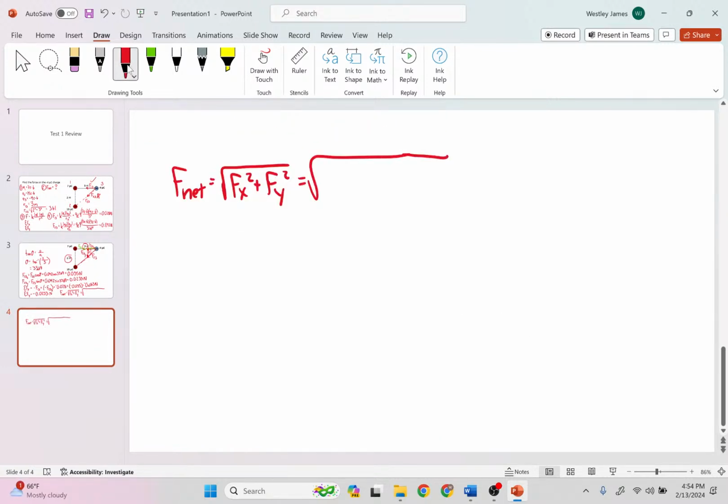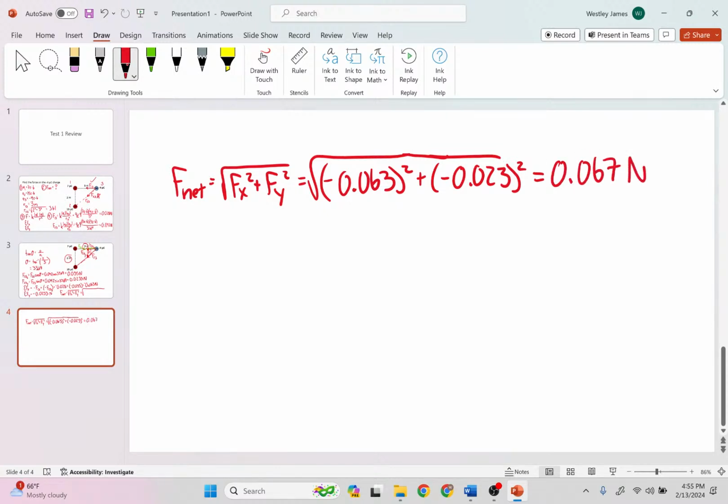Okay, so we had negative 0.063 squared plus negative 0.023 squared, and you get 0.067 newtons. So that is my net force. Now, unfortunately, this won't be the end because there's one more thing I would like for us to do, and that's find the direction.